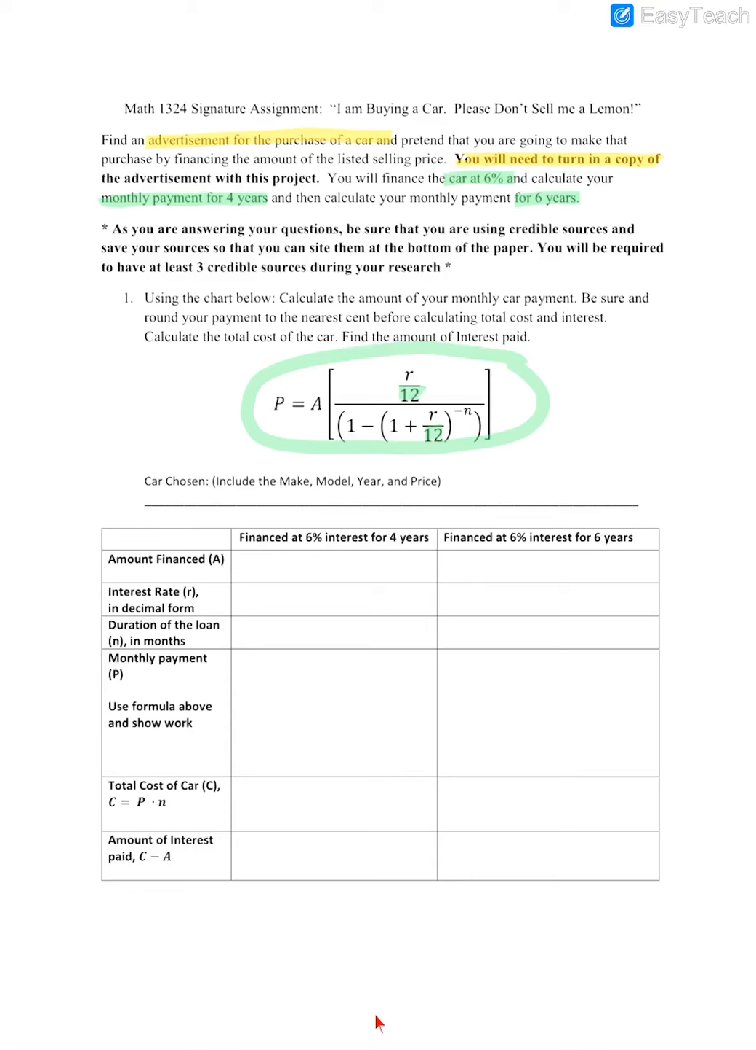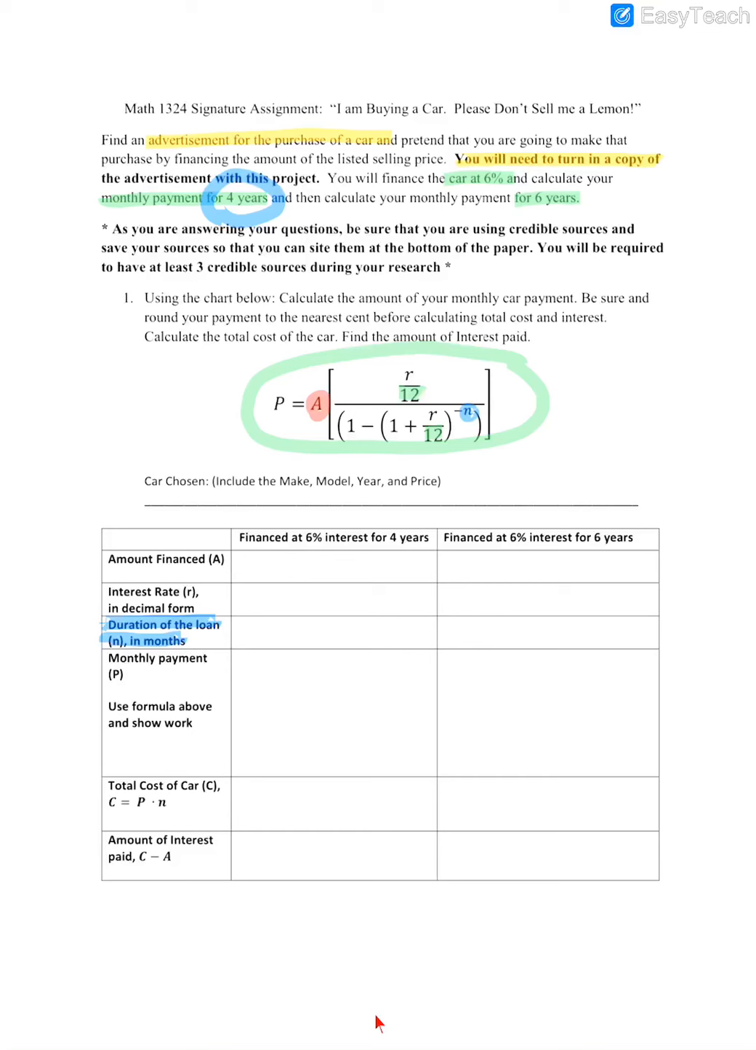The A in this particular formula is going to be the amount that you are borrowing to purchase your car. And then the N in this particular formula is going to be your number of payments, which we define down here as the duration of your loan in months. So, for example, when you're looking at the 4 years, because you're making monthly payments, your N would be 48.